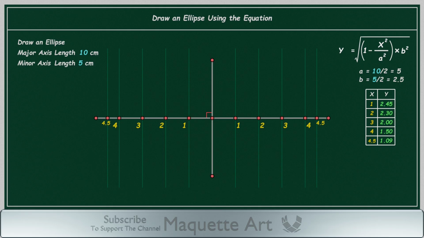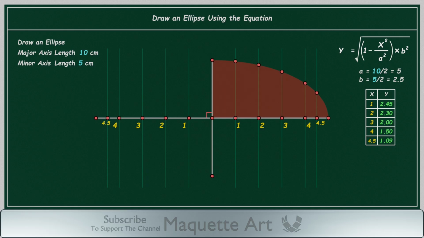For the first point, when x equals 1, y equals 2.45. Use the ruler to measure a distance of 2.45 centimeters along the first line where x equals 1. Now for the second point, y equals 2.3. Now we don't need the calculator anymore, because we've finished all the calculations we need.